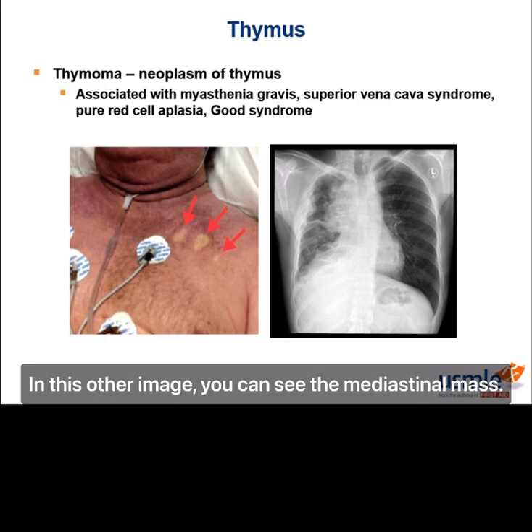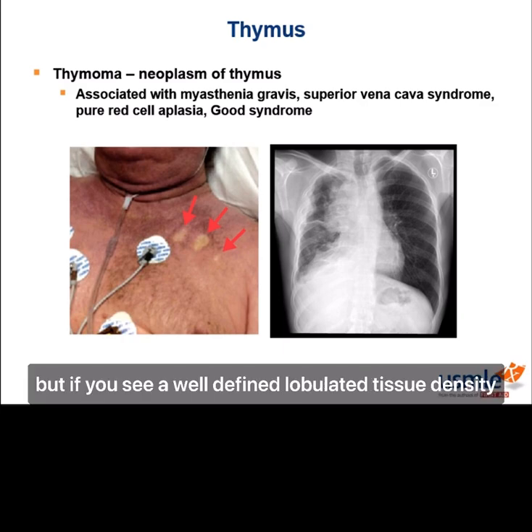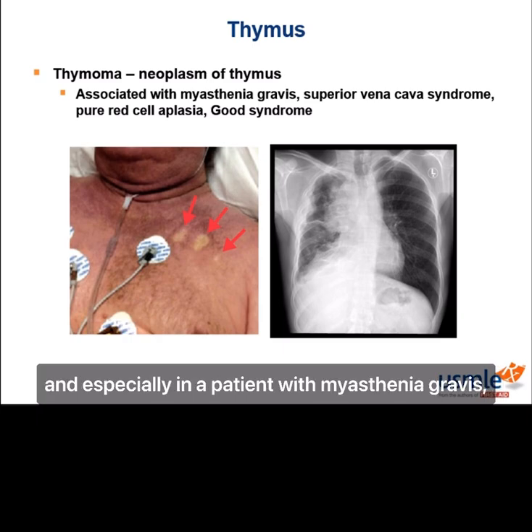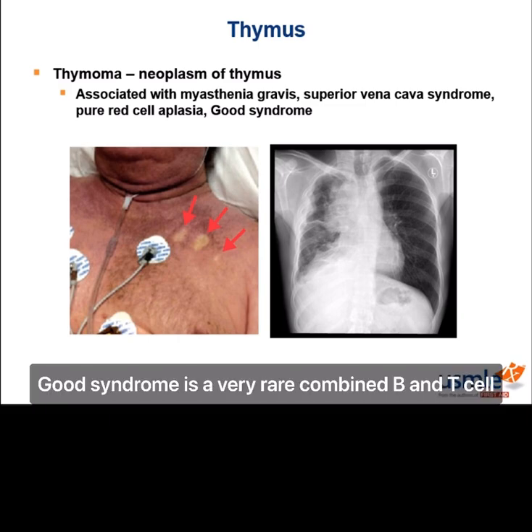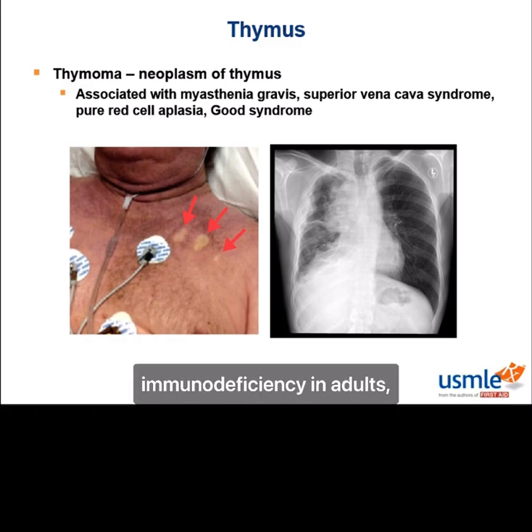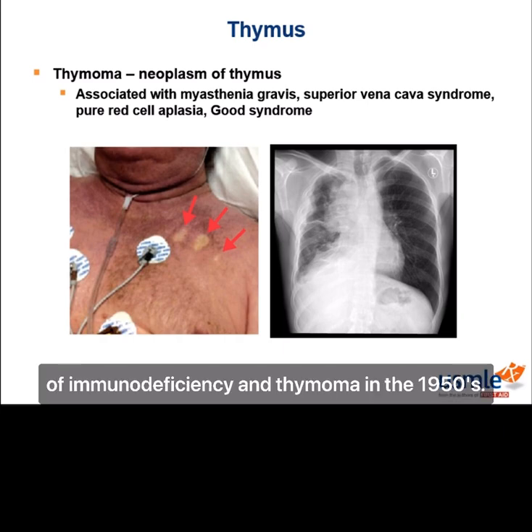In this other image, you can see the mediastinal mass. Again, normally the thymus involutes with age, but if you see a well-defined, lobulated tissue density, and especially in a patient with myasthenia gravis, then you should suspect a thymoma. And just in case you're wondering, Good syndrome is a very rare combined B and T cell immunodeficiency in adults. And Dr. Robert Good made the association of immunodeficiency and thymoma in the 1950s.